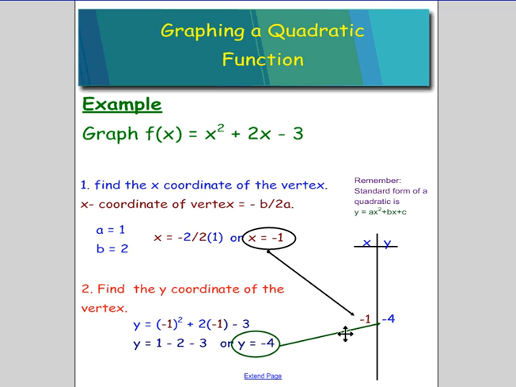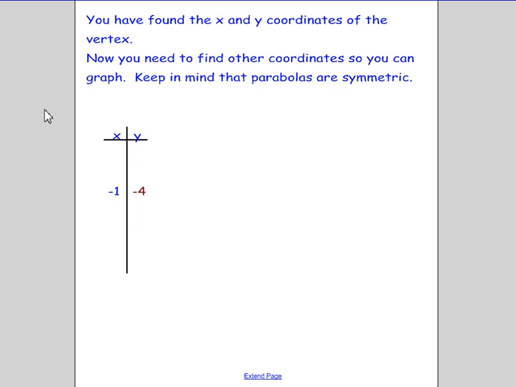So we have the vertex. Now we need to find some points to the left and to the right of this parabola. If we jump to our next screen, we have our table of values and we have the vertex. So you found the x and y coordinates of the vertex. Now you need to find other coordinates so that you can graph. Keep in mind that parabolas are symmetric.